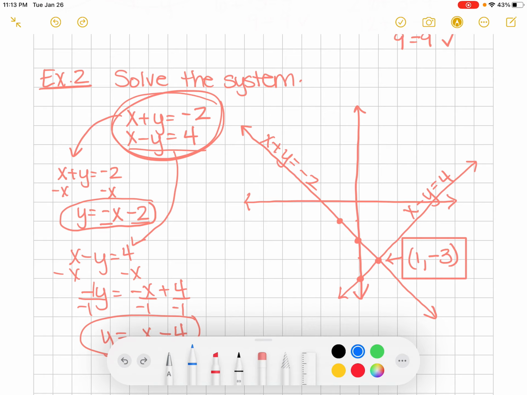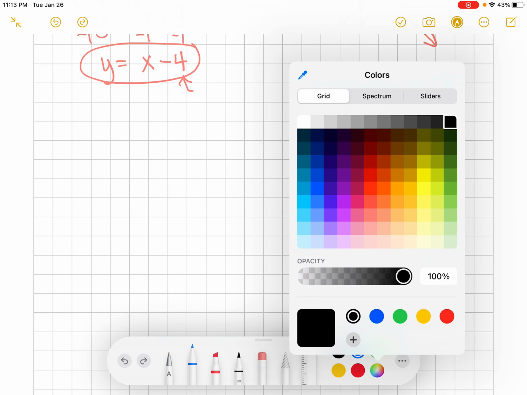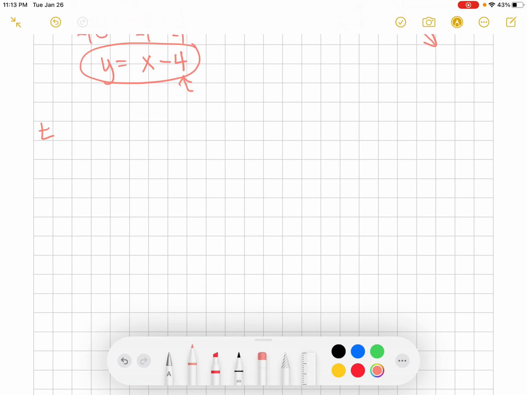Okay, one more example. We're going to do the same thing. We're going to solve another system. Let me get back to a different color. Okay, we're going with pinks today because that's my favorite color.